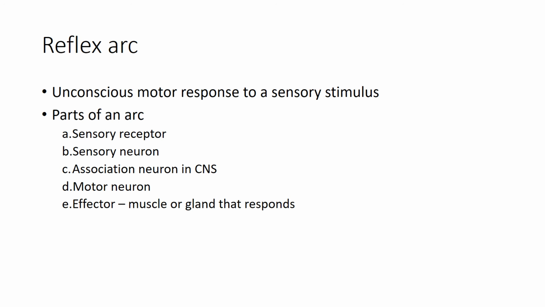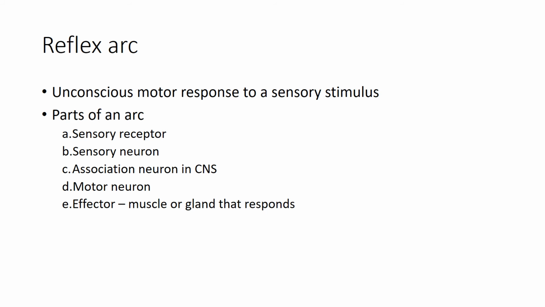So the first one is the sensory receptor. So this is what's going to respond to our external environment. So this could be something like thermoreceptors for heat and pain receptors, nociceptors. They're responsible for detecting different painful stimuli.